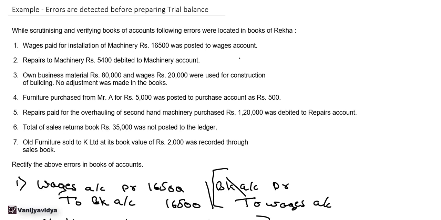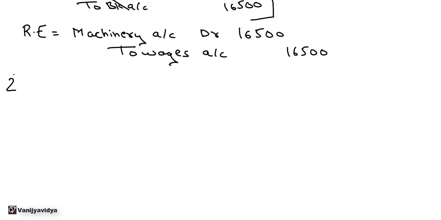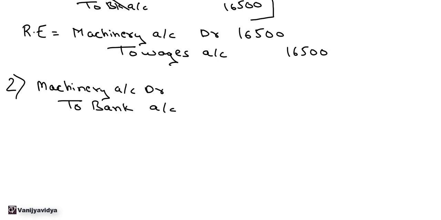Now again, this is error of principle. So what we have to do is it has to be taken out from your machinery account and we have to add it to our repairs and maintenance expenses. Now let's see what will be the rectification entry for this. 2. So what was the entry passed? Entry passed was machinery account was debited and repairs and maintenance paid. So we will assume bank account to bank account.